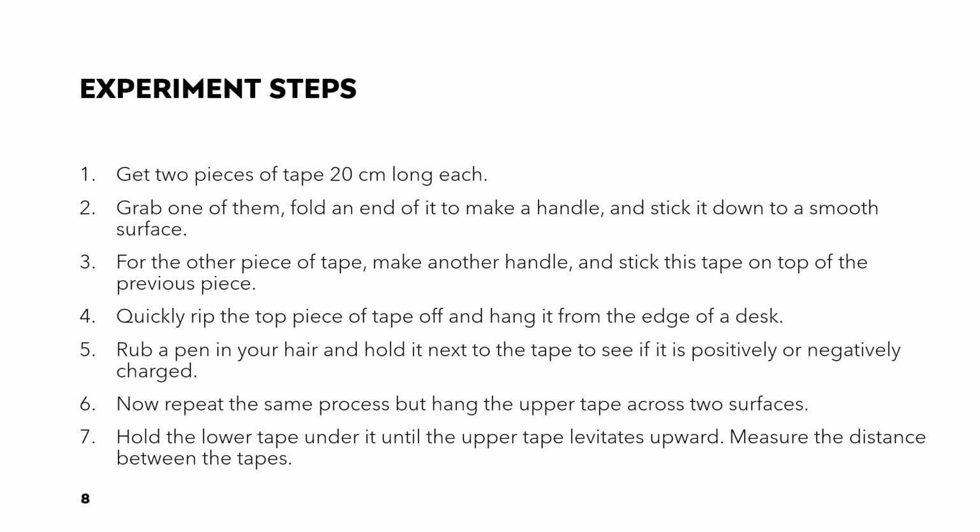And this pen will be negatively charged. So if it attracted, that means the tape was positive, and if it repelled, that means the tape was negative, and it attracted, so that means the tape was positive. And then we repeated the same process, but hung the upper tape across two surfaces, like two books, and then we held the lower tape under it until the upper tape pushed upward, and then we measured the difference between the tapes for this to happen.